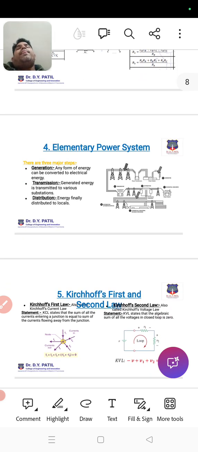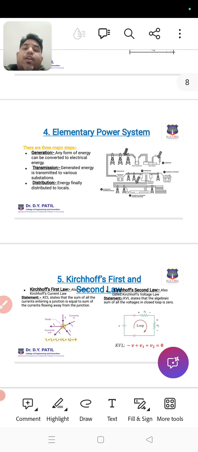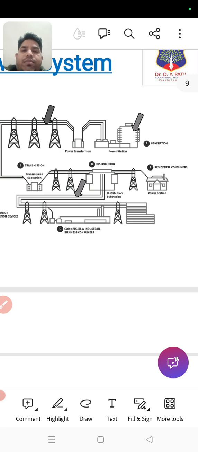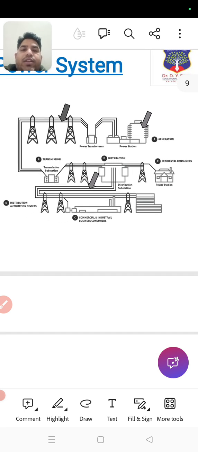Second, the elementary power system. We all know the power we get from generation to transmission, from distribution to our home appliances. How does it come? It's one type of diagram. Generation is the energy; for example, the Jayakwadi project, and a second one is a windmill. It generates the power, and that power comes through the transmission line and distribution to our houses. We can understand it by using one simple diagram.